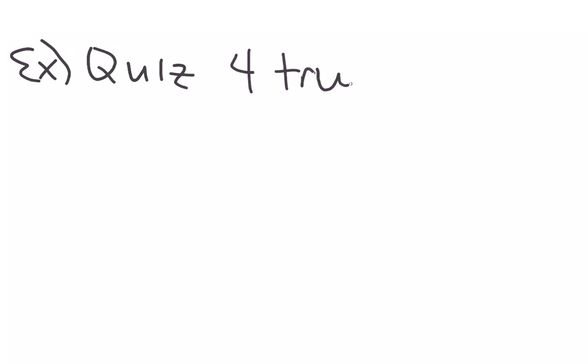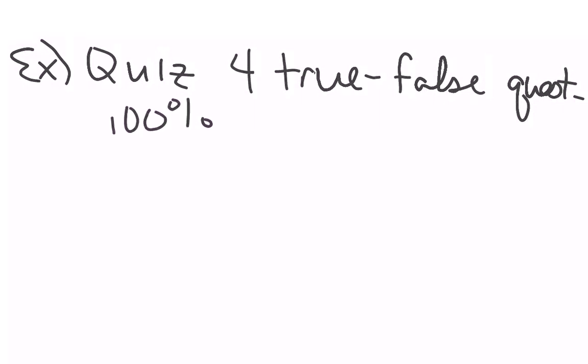Let's look at the next example. Let's suppose you are taking a quiz, and that quiz has 4 true-false questions. What is the probability of getting 100% by randomly guessing the answers? So we want to ace this quiz, but we want to do it by guessing. We have to look at this one a little bit differently because we have 4 distinct questions. So each question is its own event in essence.